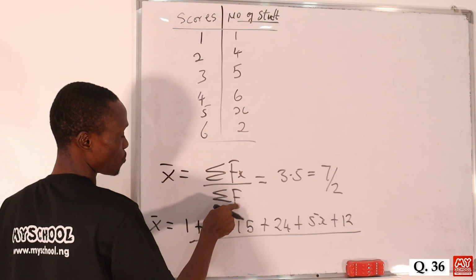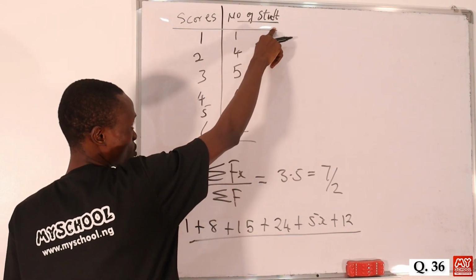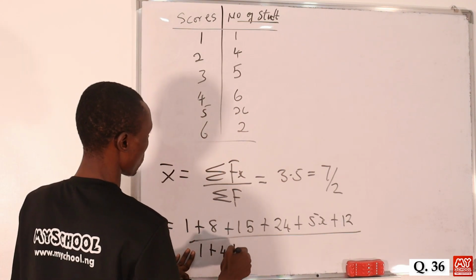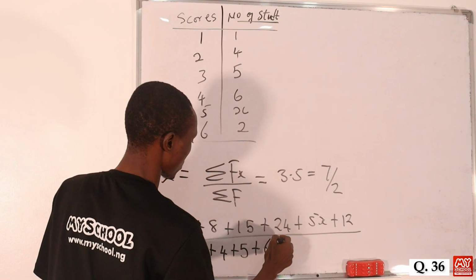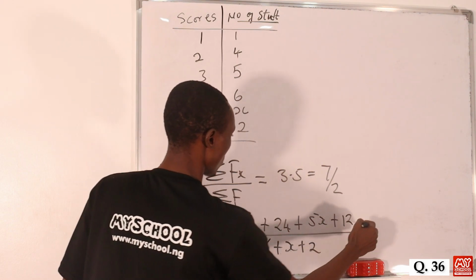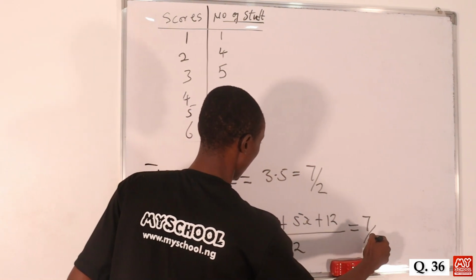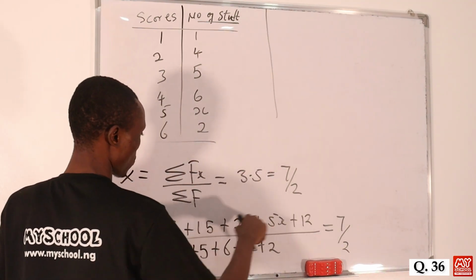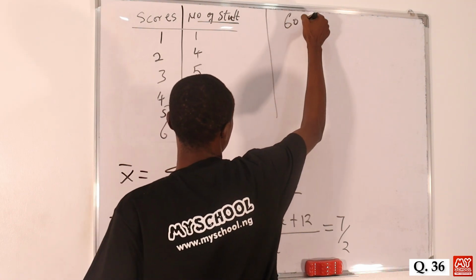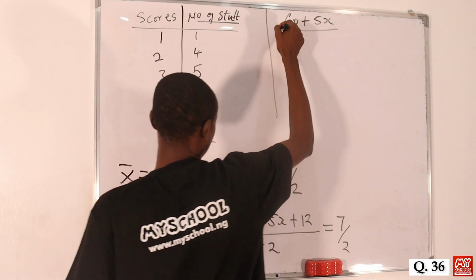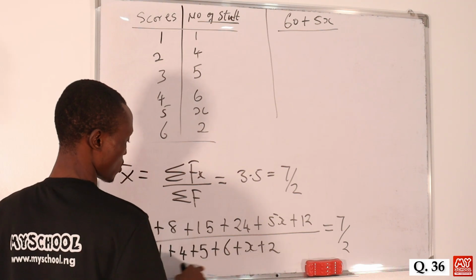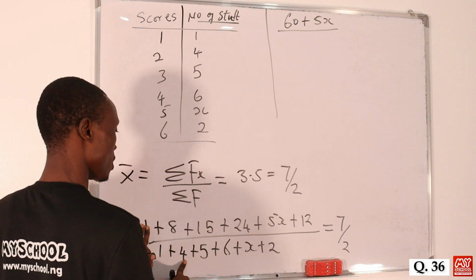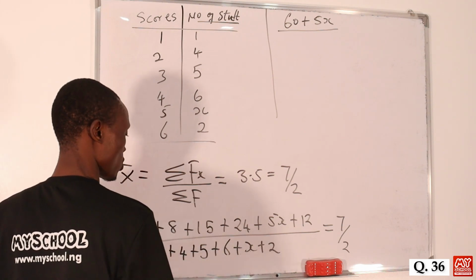Okay, so summation F here represents the number of students. So we are going to add all this together, which is 1 plus 4 plus 5 plus 6 plus x plus 2. So everything here is equals to 7 all over 2. Okay, so if we add the numerators together, we are going to be having 60 plus 5x all over. Then if we add the number of students together, we are going to be having 18. This plus this is already 10. Then this plus this 7, this plus this 1, then plus x.